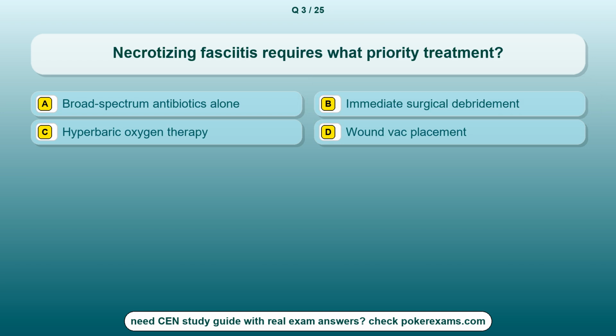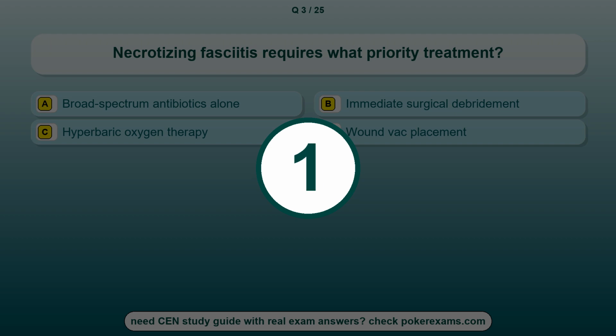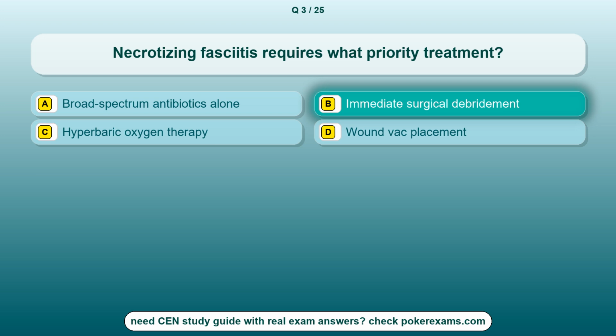Question 3. Necrotizing fasciitis requires what priority treatment? Option A, broad-spectrum antibiotics alone. Option B, immediate surgical debridement. Option C, hyperbaric oxygen therapy. Option D, wound vac placement. The correct answer is option B, immediate surgical debridement.